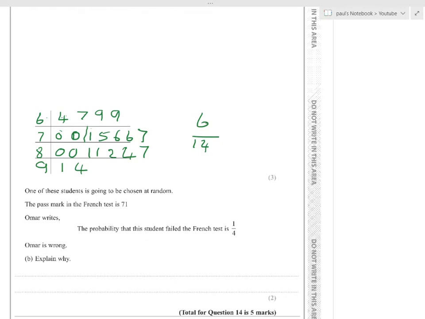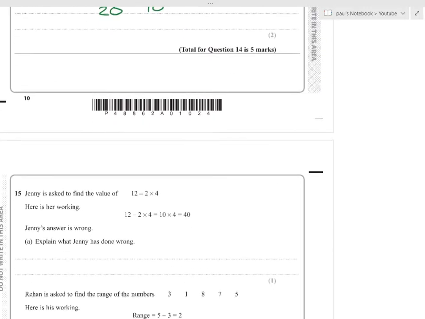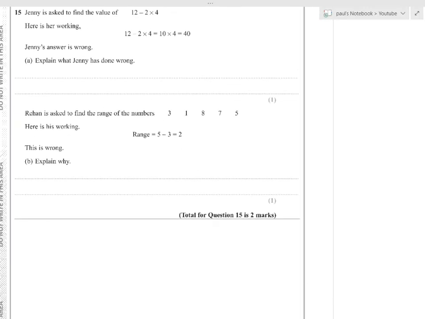So 14 passed, 16 failed. So the chances of failing is 6 out of 20 altogether. Yeah. So that's not a quarter, is it? So that's 3/10. 3/10. Stem and leaf. Other examples, don't bother with them.